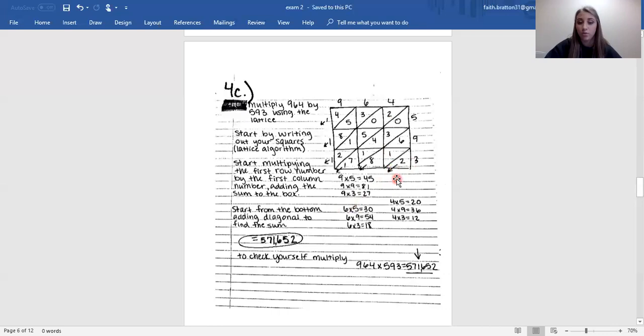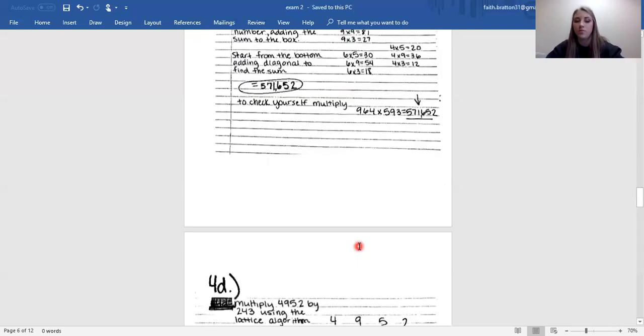Then you do diagonal 2. Then you do 8 plus 6 plus 1. And you go there and you add your number to the next one and next one. And it comes out to be 571,652. Then you check it by just taking the top number by that number and multiplying it. And you'll get the same exact answer. It's just another way of doing it.